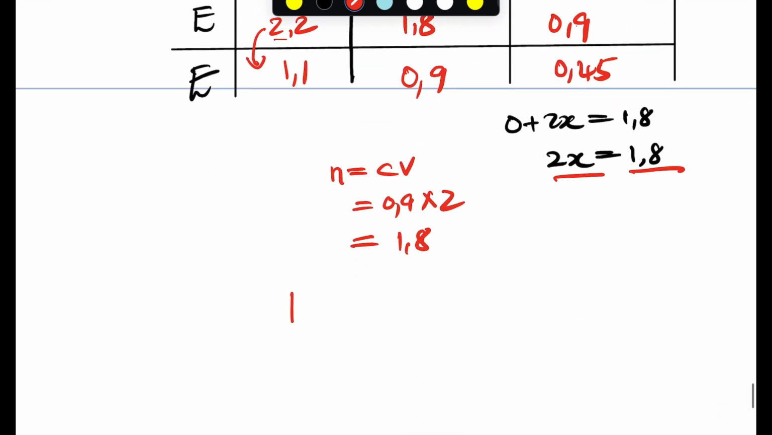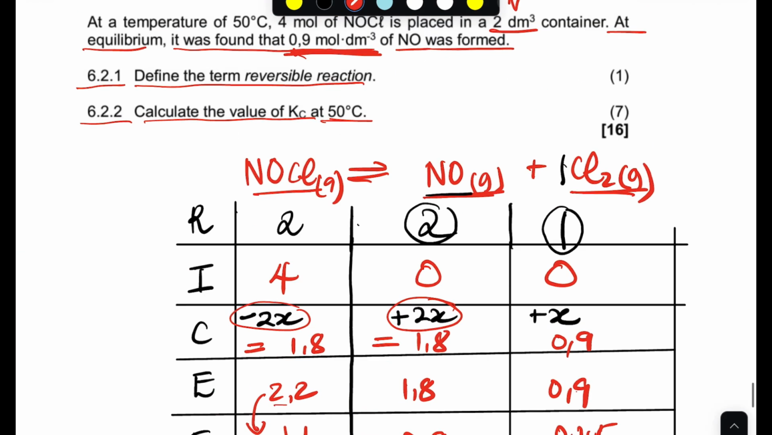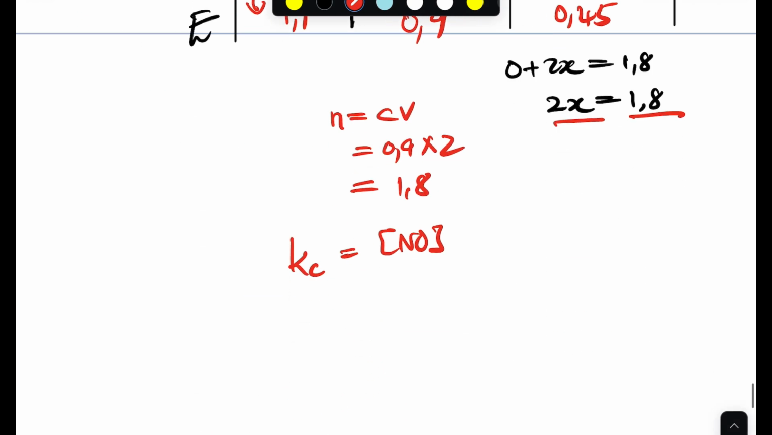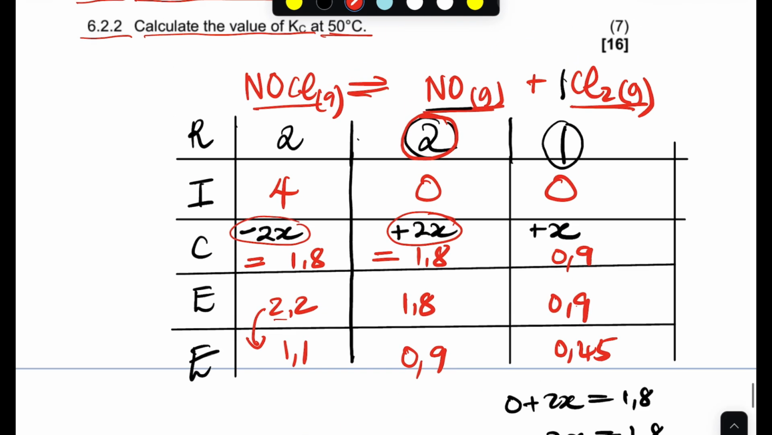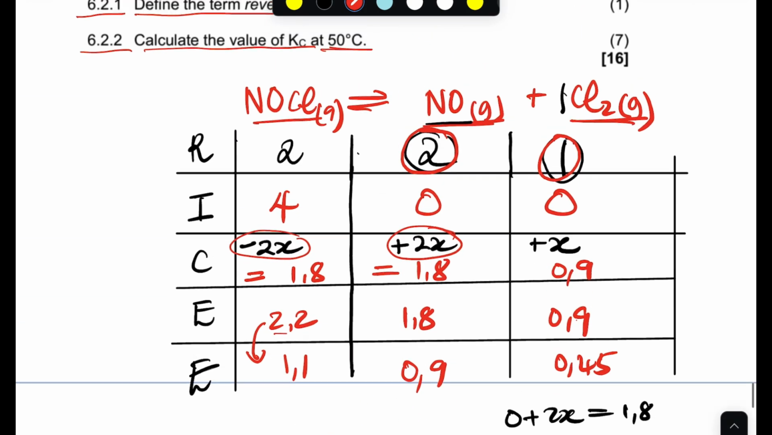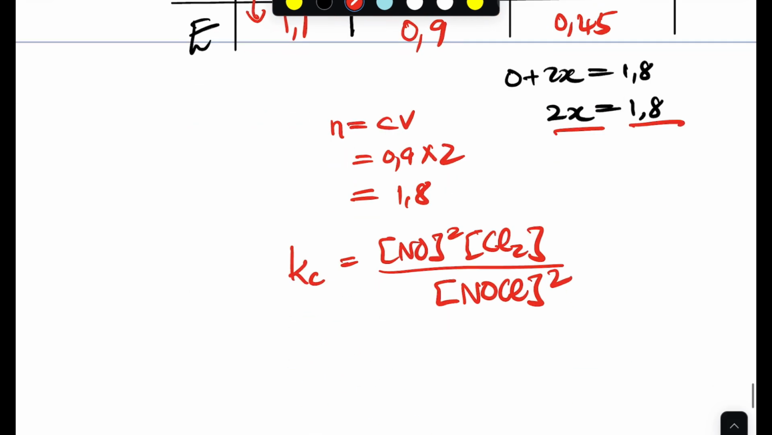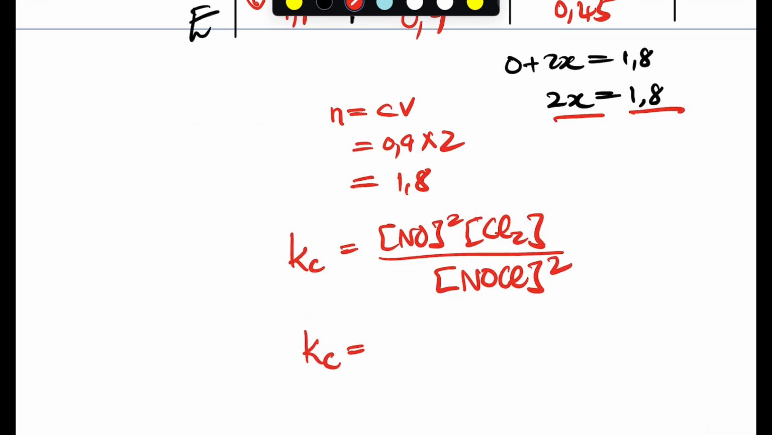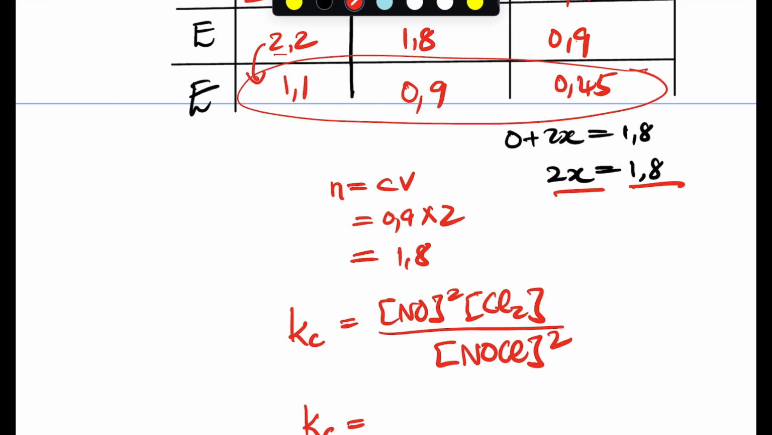And then calculating the Kc, we'll say Kc is the concentration of products. The product, nitrogen oxide, to the power 2, times the concentration of chlorine gas to the power 1, right? And then all divided by the concentration of the reactant, which is the nitrosyl chloride, to the power 2, right? There's a 2 there.